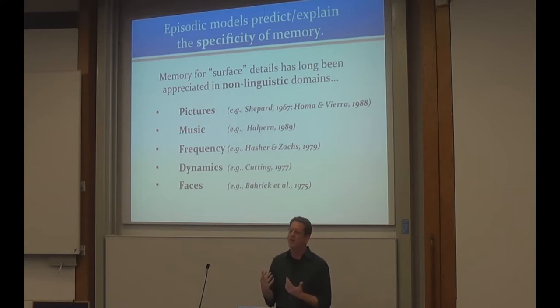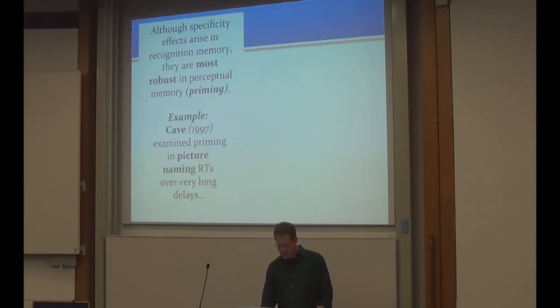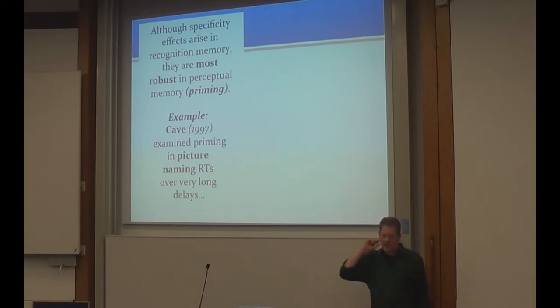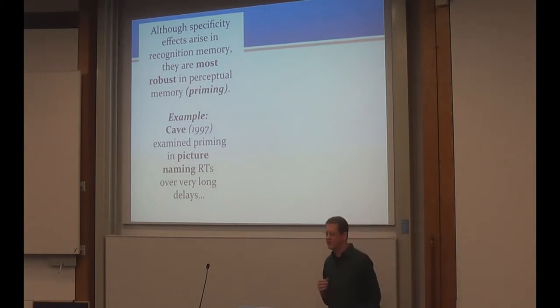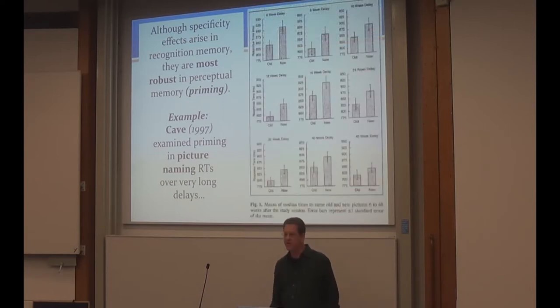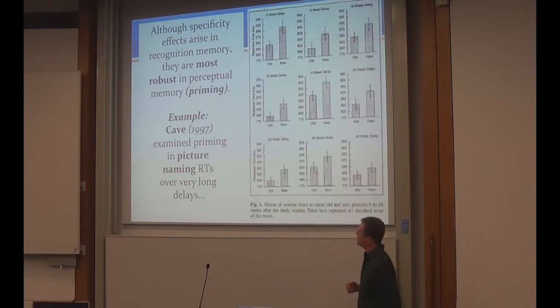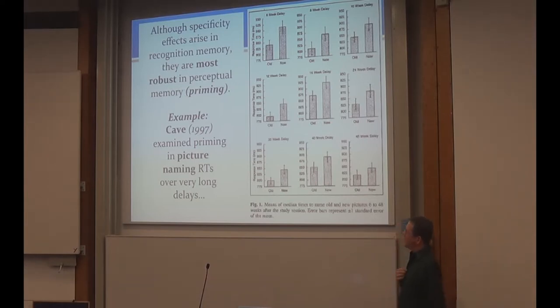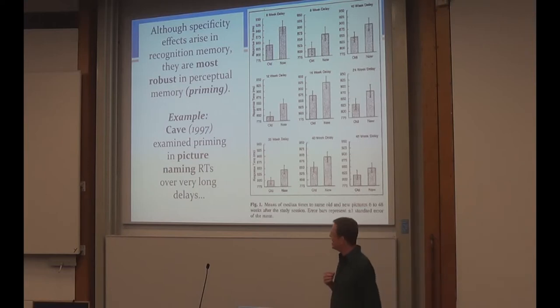So my core argument for a long time has been, why shouldn't spoken word perception work the same way? Even though I'm talking about memory studies on the last slide, it turns out that if you use perceptual measures of memory, so priming effects, you get really strong evidence that people hold on to details of experiences for a long time. So this is an old study by Carolyn Cave. It was in Psych Science in 1997.